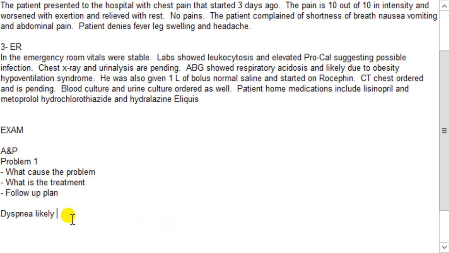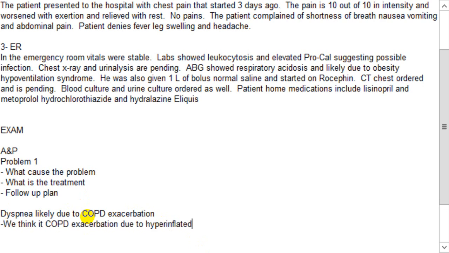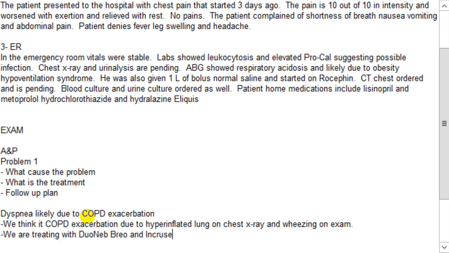Due to COPD exacerbation. Next line, hyphen. We think it's COPD exacerbation due to hyperinflated lung on chest x-ray and wheezing on exam, period. Next line, hyphen. We're treating with DuoNebs, Brio, and Incruse, period. Next line, hyphen. We're going to do ABG if any worsening of respiratory status noticed, period.